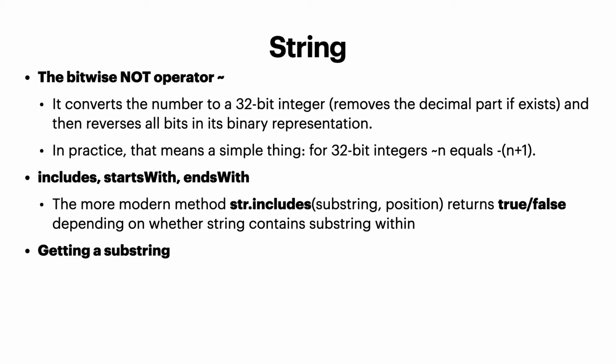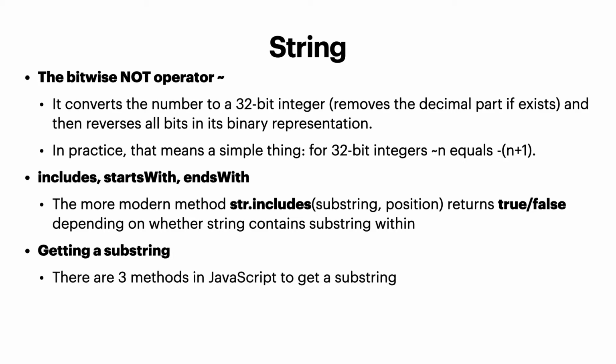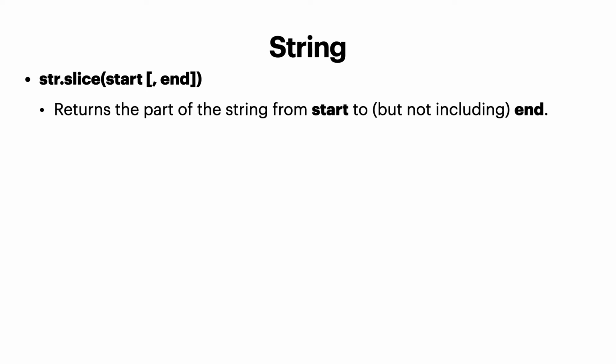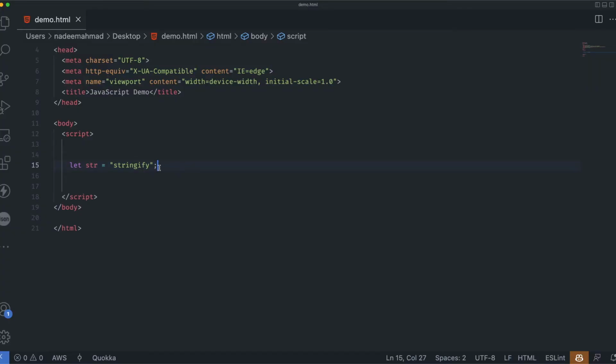Now let's talk about getting a substring. There are 3 methods in JavaScript to get a substring. The first one is substring, the second one is substr, and the third one is slice. Let's talk about string.slice. It returns the part of the string from the start to the end, but not including the end. Let's say we have this string, stringify, and from this string I want to get the first 6 characters. So I can simply do something like this.